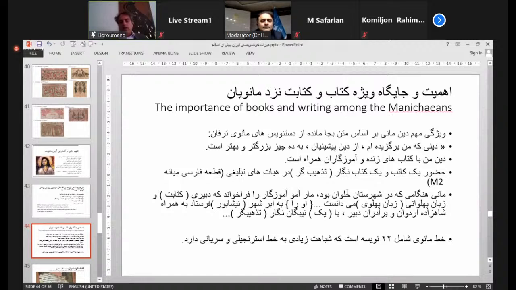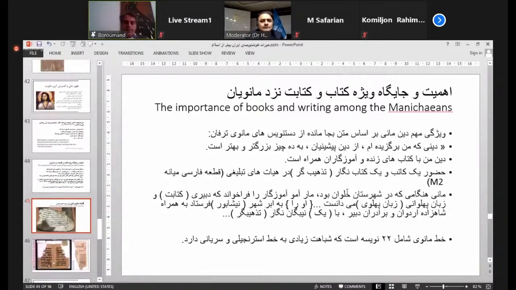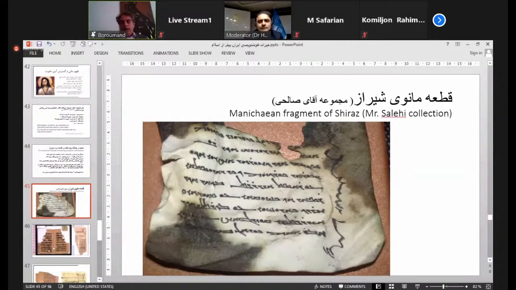Manavi writing included 22 writings invented by Mani. The oldest Manavi script which we have access to is from Shiraz. It is estimated that this script goes back to the Sasanian period, and especially to the first Bahram. It has small aspects.